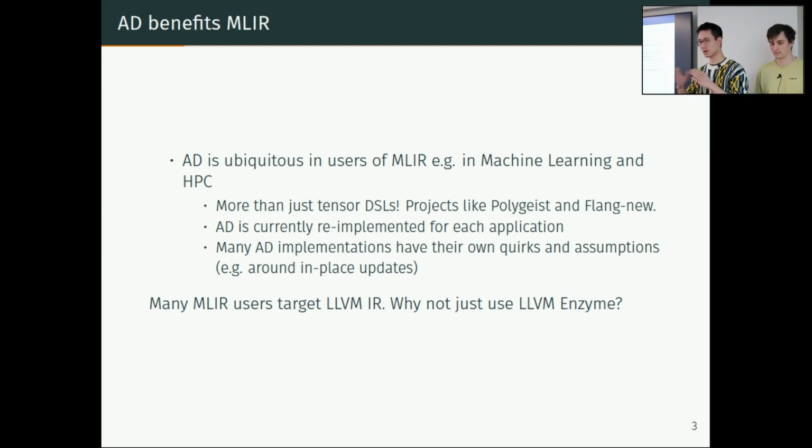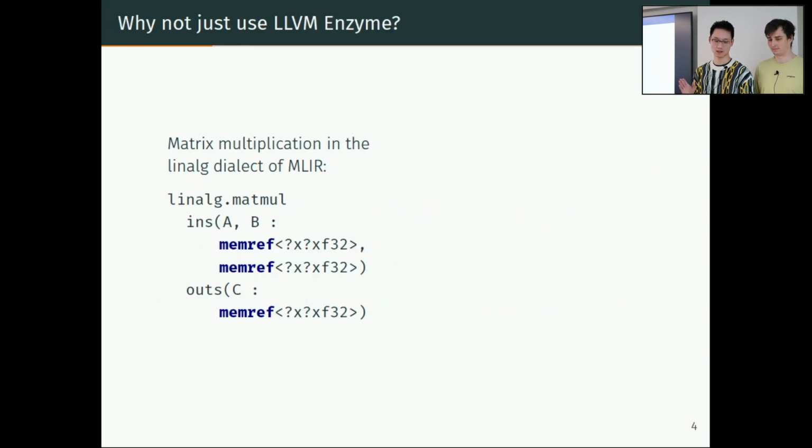At this point, you might be thinking, OK, so a lot of people that use MLIR need AD. But MLIR can very easily lower to LLVM-IR. Why don't we just do that and then use LLVM Enzyme? And that is definitely a valid option, although it comes with some trade-offs.